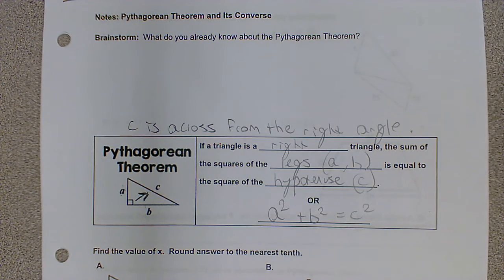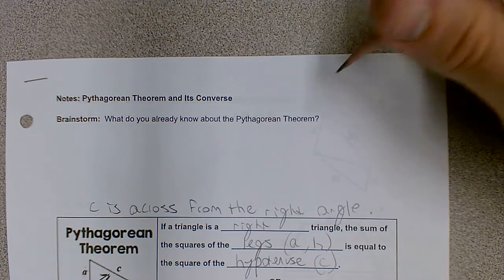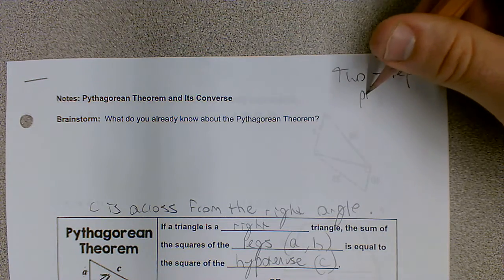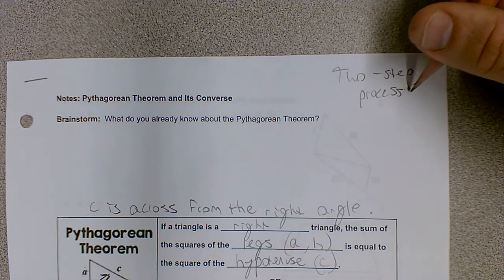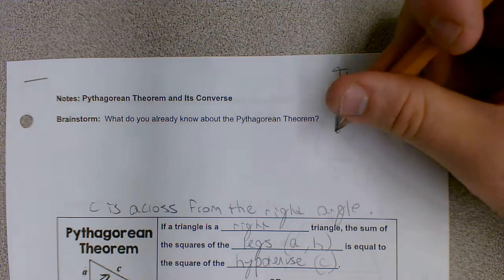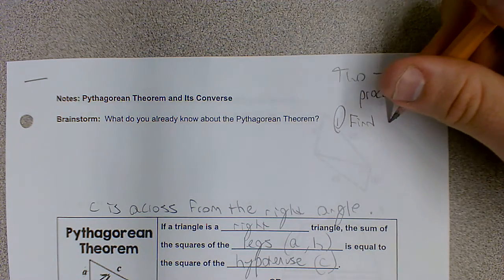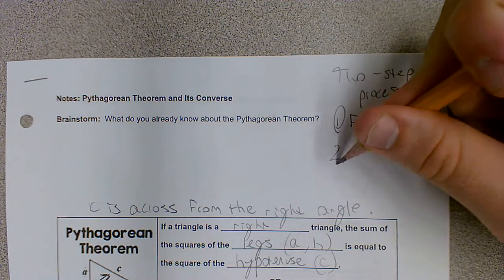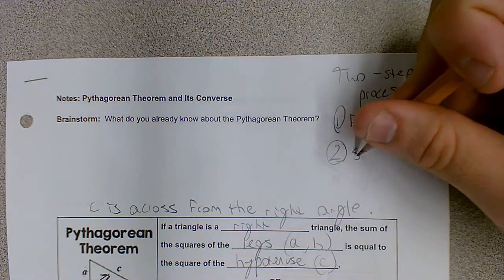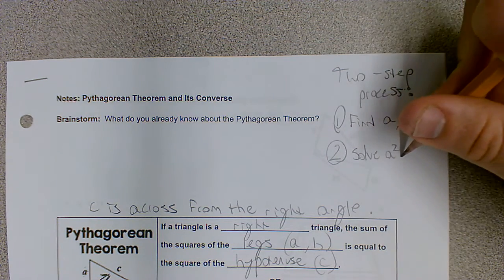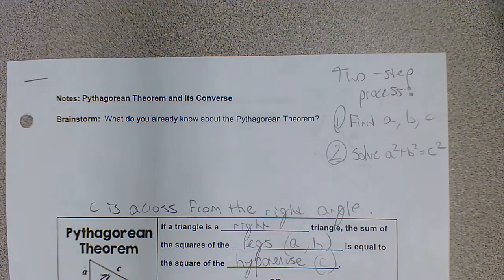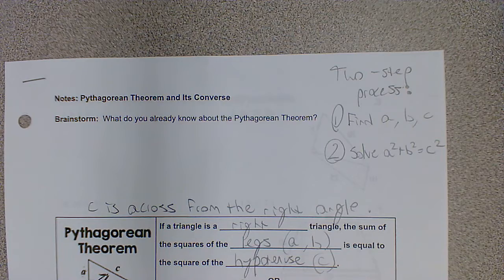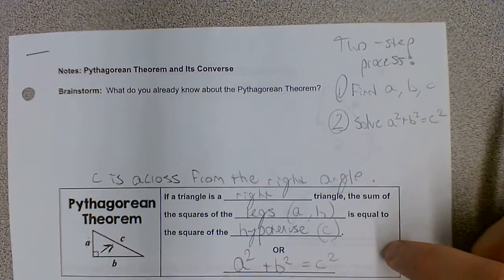This is really just a two-step process. So I'm going to write down the two steps here. For all of these questions, no matter how difficult or crazy they get, one, you're always going to find a, b, and c. Two, you're always going to solve a squared plus b squared equals c squared. That's always it. Got to find a, b, c, solve for a squared plus b squared equals c squared. You get those two things down, you're always going to get the correct answer.